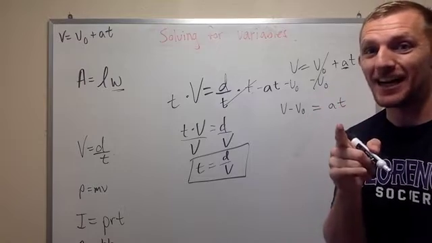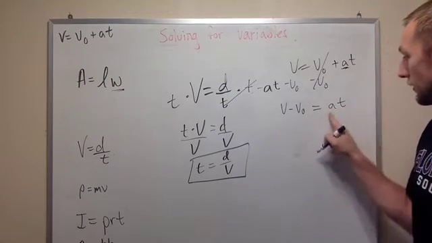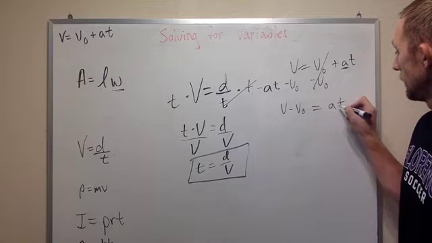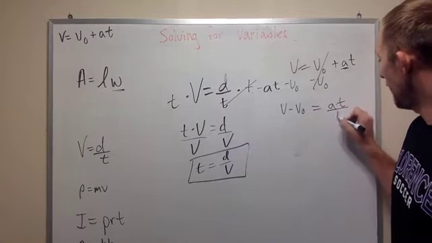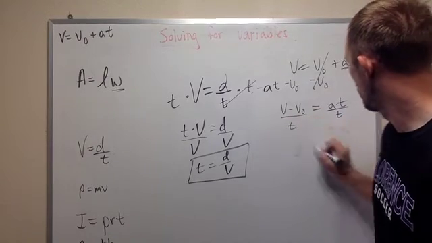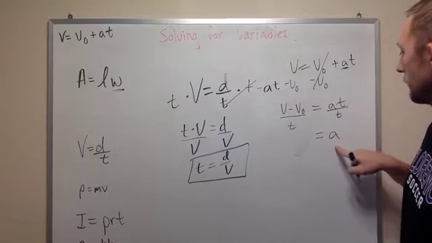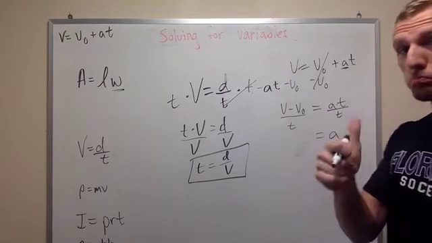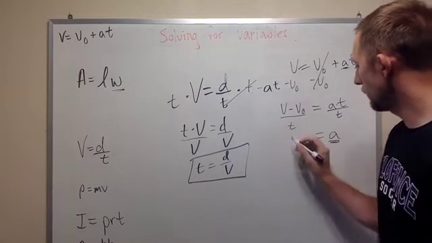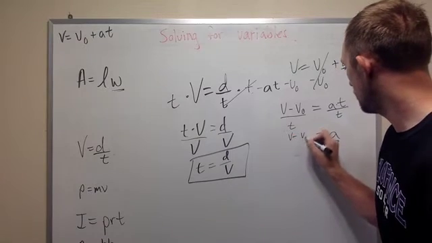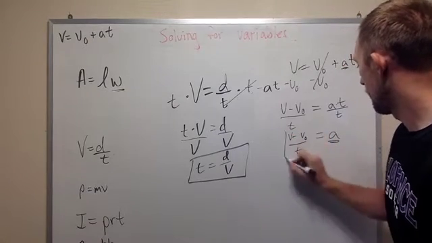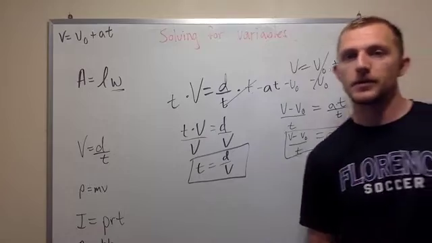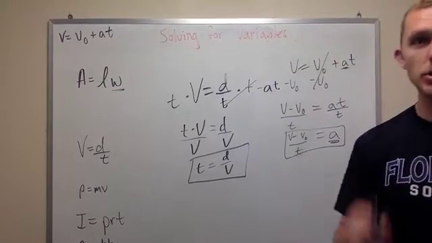And then, since I said I wanted to solve for A, right? I got to divide, right? Because they're bound by multiplication. So I got to divide by T to get A on its own. So I got A on its own. Good. So therefore, whatever's left over here, V minus V naught over T. There's my answer. Okay?